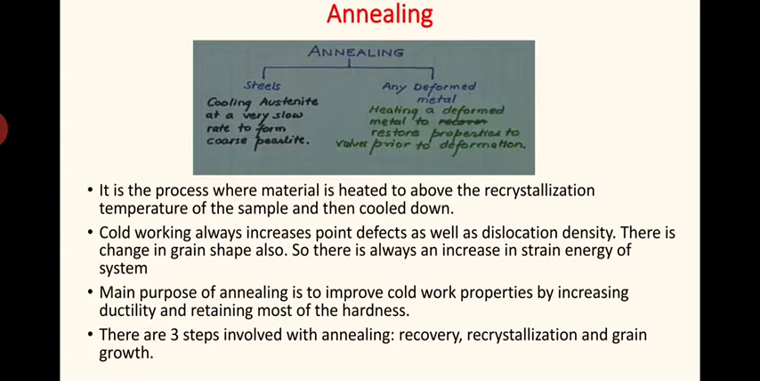So we go for annealing because we want to remove all those defects from the final products. The main purpose of annealing is to improve the cold work properties by increasing ductility and retaining most of the hardness. So by retaining that hardness, we want to increase the ductility which is lost by the cold working processes. By doing annealing, we release the internal strain energy developed, as well as the dislocation densities or defects generated within the product due to cold working.